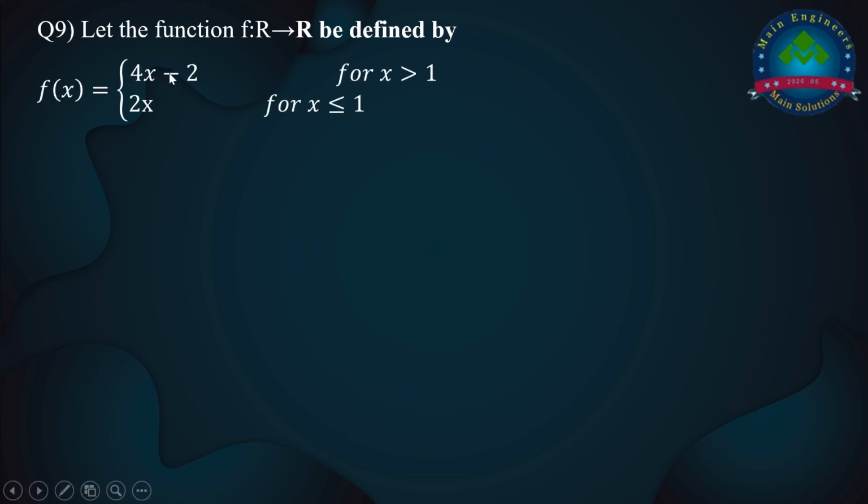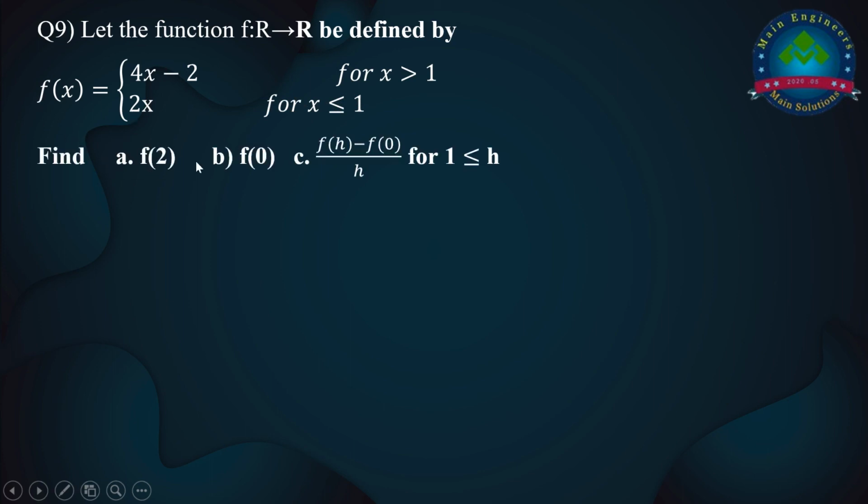Then the next question is, let the function f from R to R be defined by f(x) is equal to 4x minus 2 for x greater than 1, and 2x for x less than or equal to 1. So if the value of x is greater than 1, then f(x) is equal to 4x minus 2, and if the value is less than or equal to 1, the f(x) is equal to 2x. Then find first f(2), second f(0), and then (f(h) minus f(0)) by h for 1 less than or equal to h.